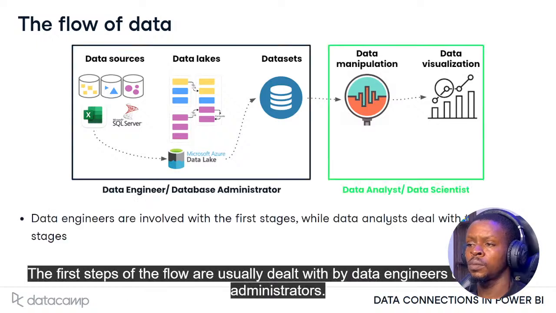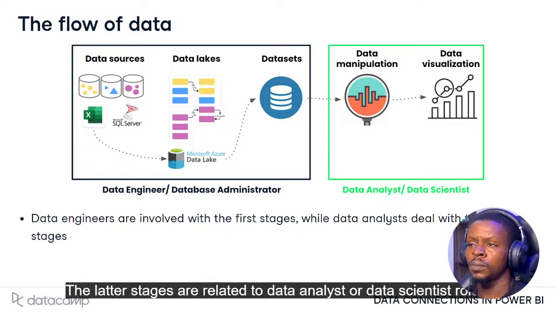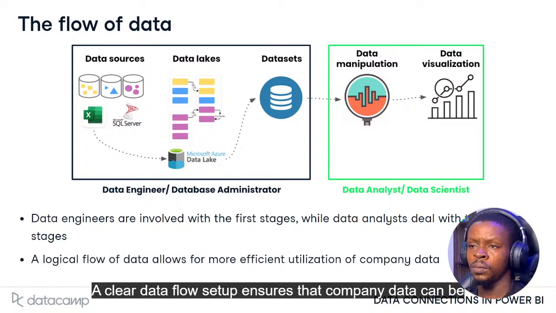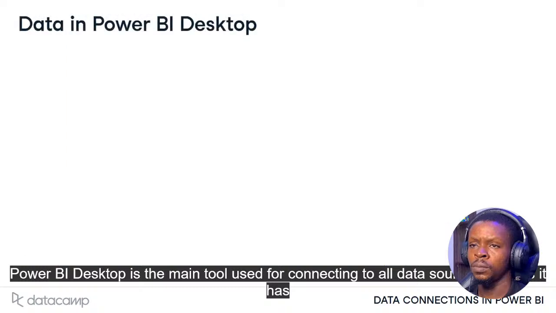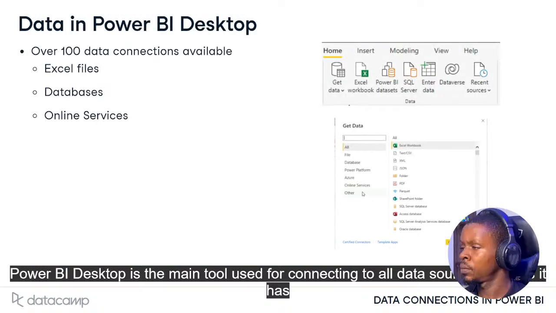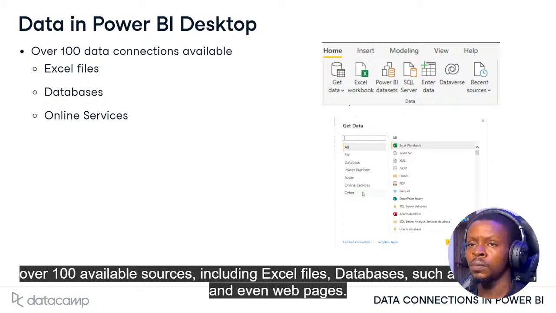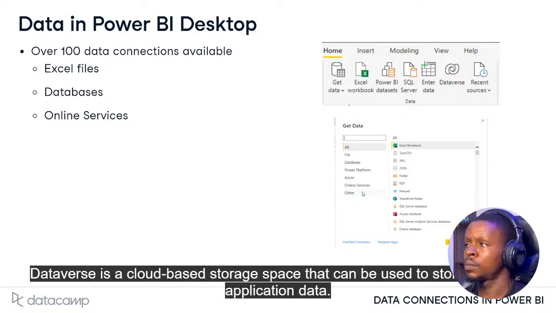The first steps of the flow are usually dealt with by data engineers or database administrators. The latter stages are related to data analyst or data scientist roles. A clear data flow setup ensures that company data can be effectively utilized with clear maintenance and refresh procedures. Power BI Desktop is the main tool used for connecting to all data source types, as it has over 100 available sources, including Excel files, databases such as Dataverse, and even web pages. Dataverse is a cloud-based storage space that can be used to store business application data.